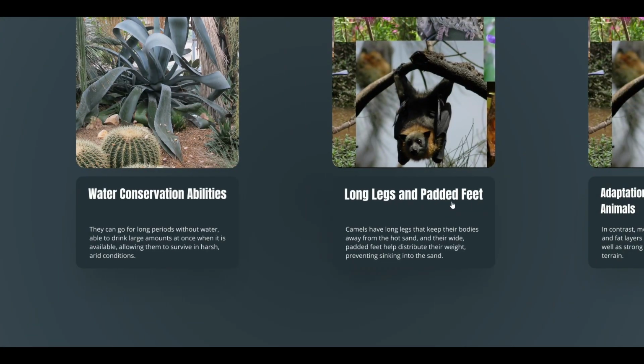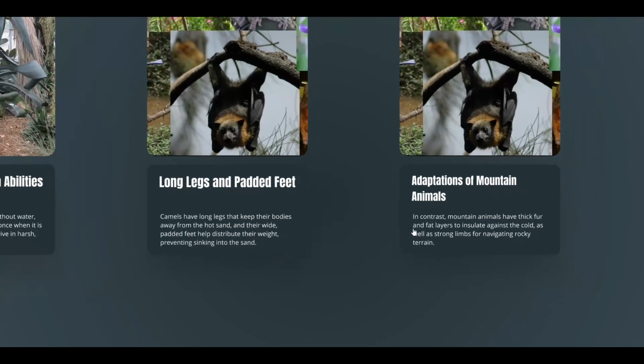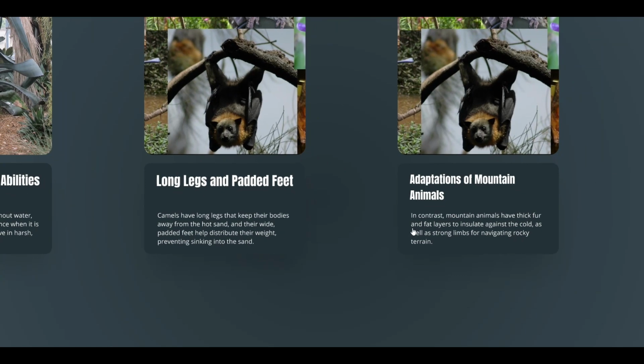They have long legs and padded feet. Camels have long legs that keep their bodies away from the hot sand, and their wide padded feet help distribute their weight, preventing sinking into the sand. So the padded feet help prevent them from sinking into the sand. It will distribute the weight around the feet, so it will prevent sinking into the soil.